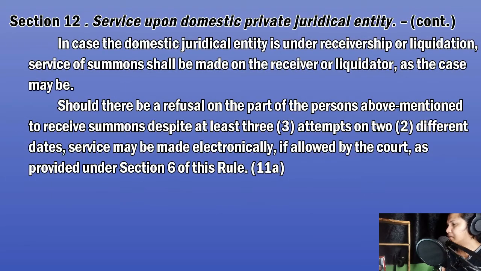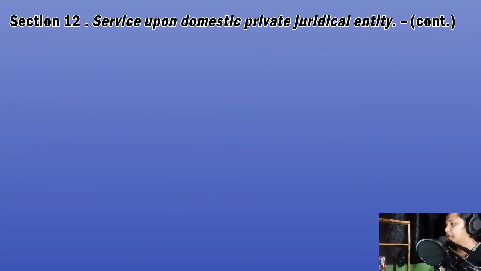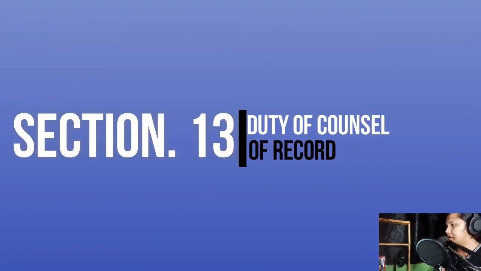In case the domestic juridical entity is under receivership or liquidation, service upon summons shall be made on the receiver or liquidator as the case may be. Should there be a refusal on the part of the persons above mentioned to receive summons despite at least 3 attempts on 2 different dates, service may be made electronically if allowed by the court as provided under Section 6 of this rule.